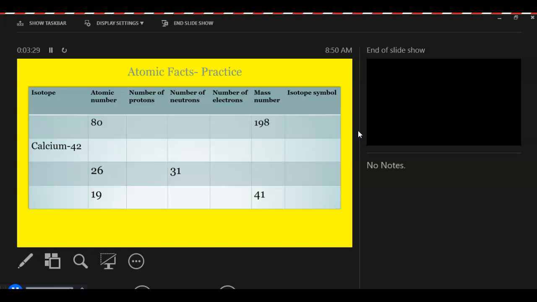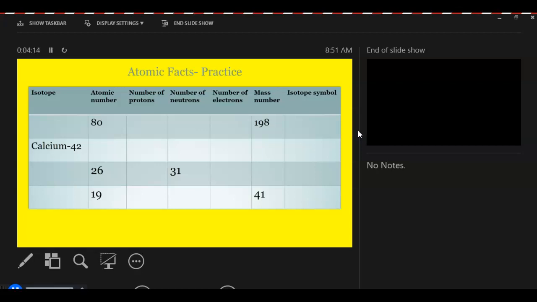Atomic number 26. What element is atomic number 26? Iron. I don't know my mass number yet, so I'm going to come back to it. If I know my atomic number is 26, then I automatically know my protons is 26. And if I know the number of protons, I also know the number of electrons, which is 26. Mass number: remember the mass number is the sum of the protons plus the neutrons, right? So 31 plus 26, for those of you who are good with math in your head, is 57.